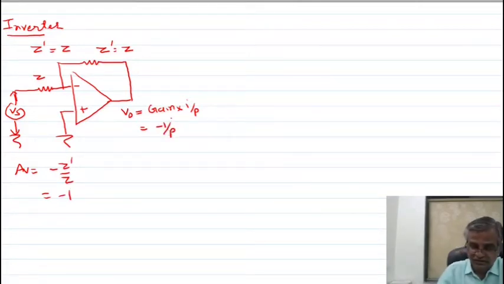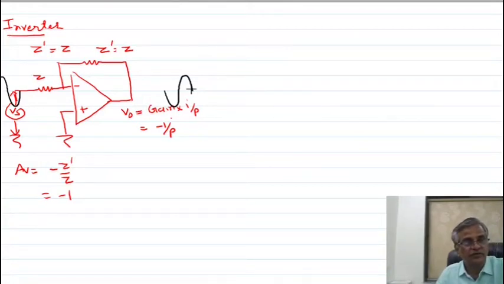So it means if this is your input signal, then the output signal will have the same magnitude, but the phase shift is 180 degrees. In an inverter circuit, the magnitude of the input and output is the same, and the phase difference between input and output is 180 degrees. So this is your inverter.